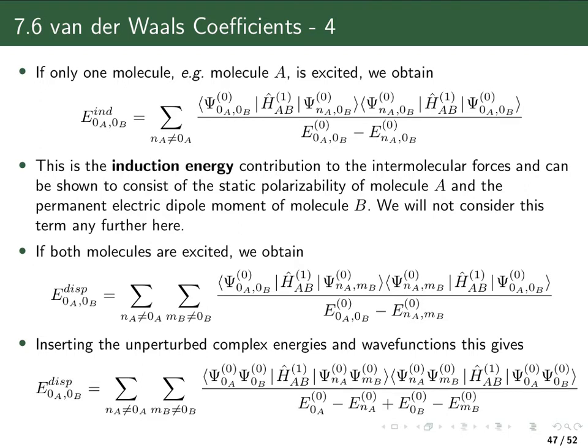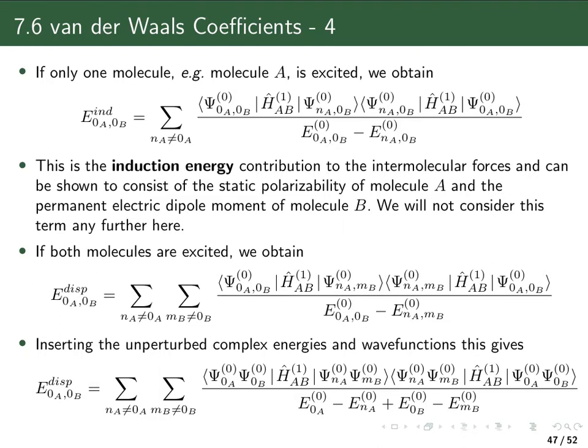So what remains from the second order term is then the terms where both molecules are in the excited state. Here, both molecules are in the excited state. So I have a sum over all the excited states for molecule A and a sum over all the excited states for molecule B. Now inserting our unperturbed product wave functions, which are of course also product wave functions for the excited states, we get this expression, and similarly inserting the expression for the zeroth order energy, which is just the sum of the corresponding unperturbed energies of the two systems A and B.